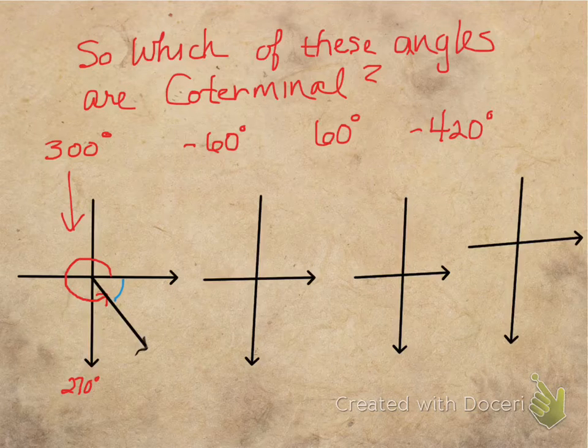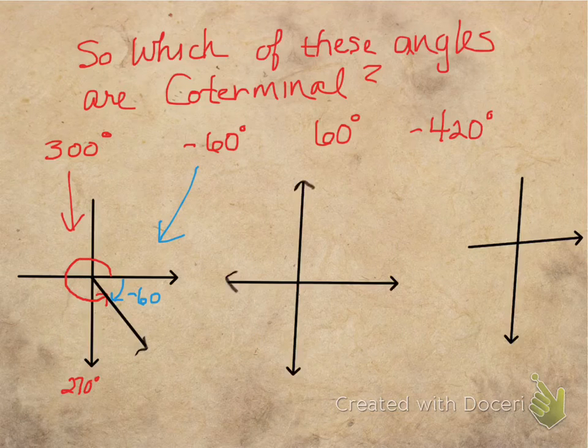Well, right there in blue, how many degrees is that? It's a negative angle. It's going down from the initial side. That would be negative 60. So I don't have to draw a negative 60. I already have it there. I know those are coterminal. They have the same terminal side. So that would be a yes.